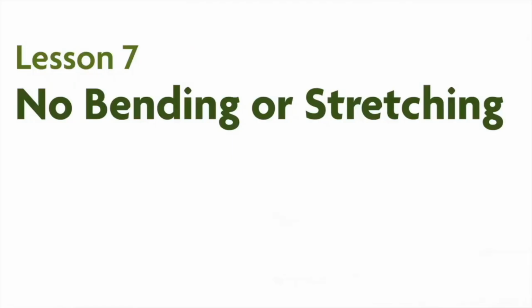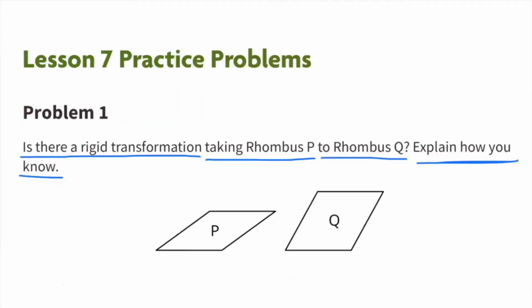8th grade, Unit 1, Lesson 7. No bending or stretching. Number 1. Is there a rigid transformation taking rhombus P to rhombus Q? Explain how you know.